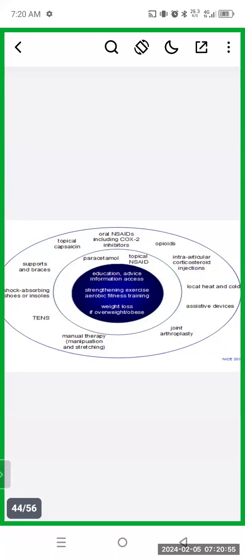Okay, while we are waiting, Dr. Jafar gave a mnemonic for the X-ray features of osteoarthritis: loss of joint space, osteophytes, subarticular sclerosis, and subchondral cysts. Dr. Linda is asking, what is the role of estrogen in osteoarthritis? I think that's the only question. The rest are applauding your presentation.